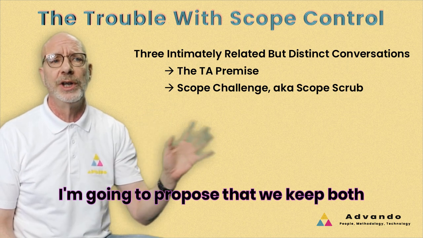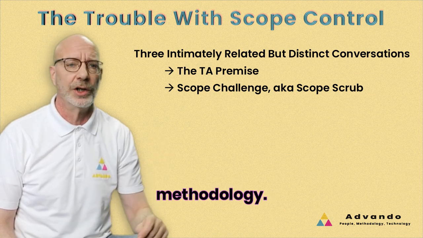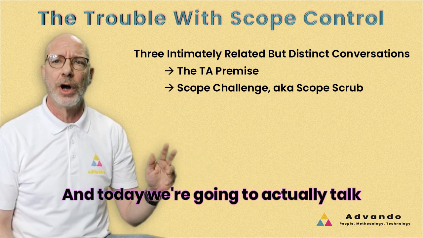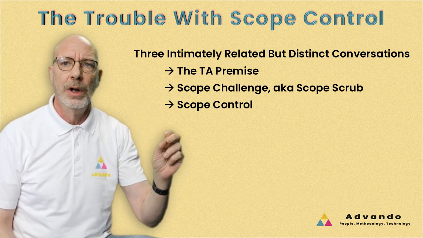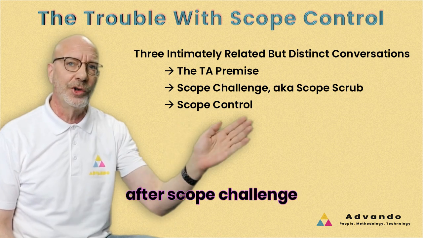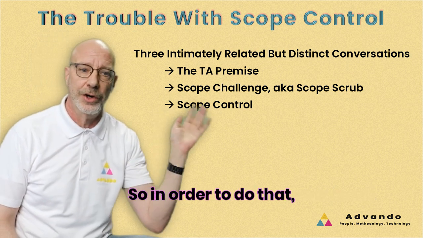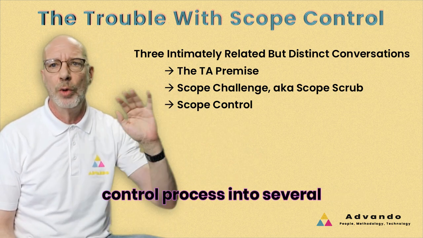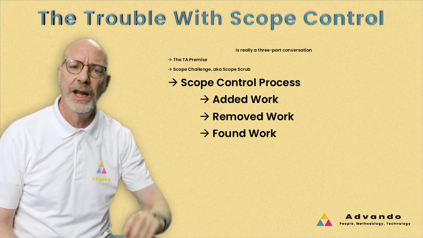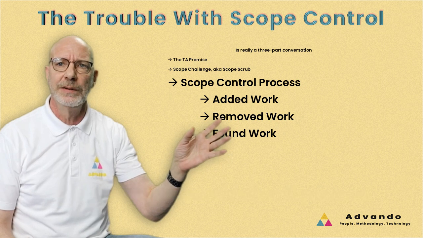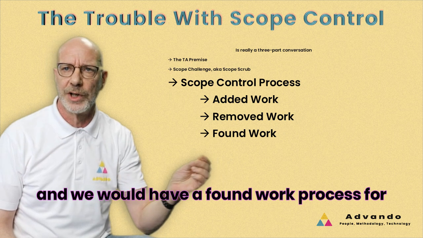I'm going to propose that we keep both those terms in a sort of belt and suspenders type protection methodology. And today, we're going to talk about our scope control process. How will we control our scope to the master scope list after scope challenge and prior to the completion of the turnaround? In order to do that, we're going to need to break our scope control process into several distinct parts. It's best to think of it that way. We would have an added work process for approval, a removed work process for approval, and a found work process for approval.